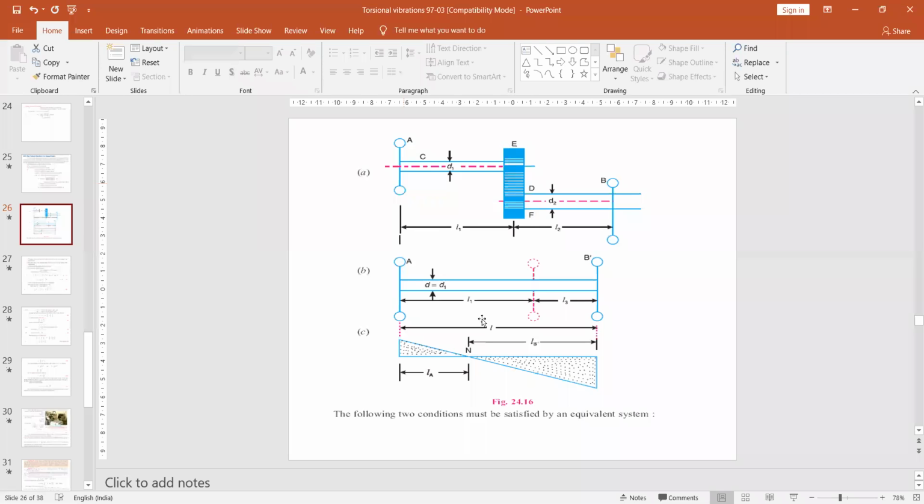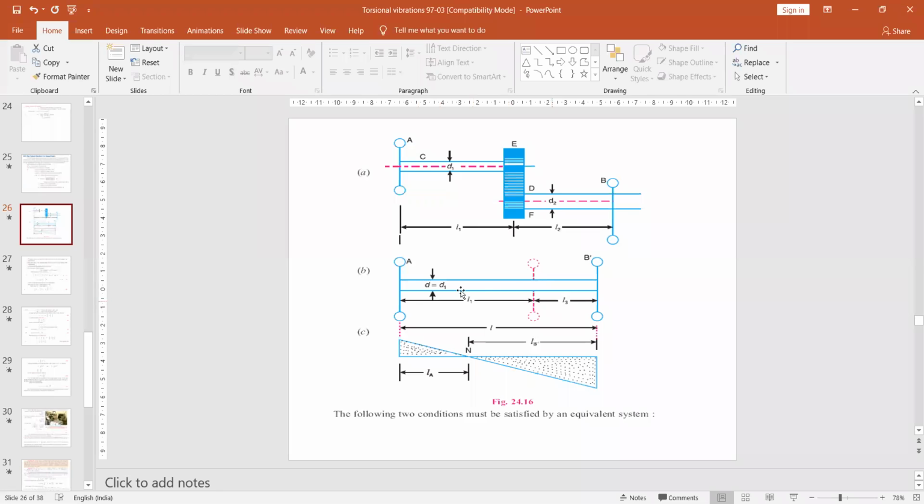Now observe that there are different diameters and different lengths. So we cannot easily calculate the frequency values or torsion values in this. That's why you have to assume an equivalent shaft. You have to assume one uniform diameter of the shaft, for getting the equivalent shaft.